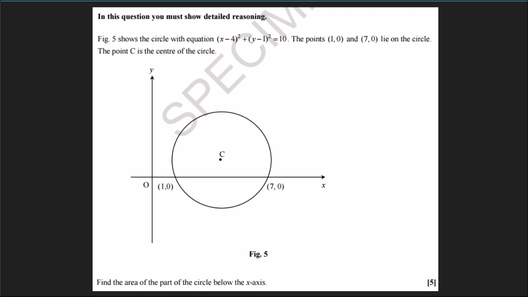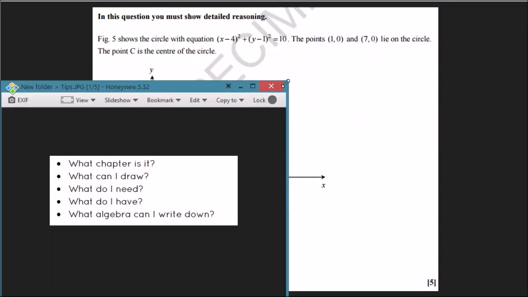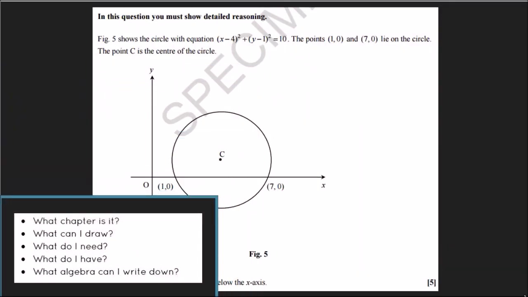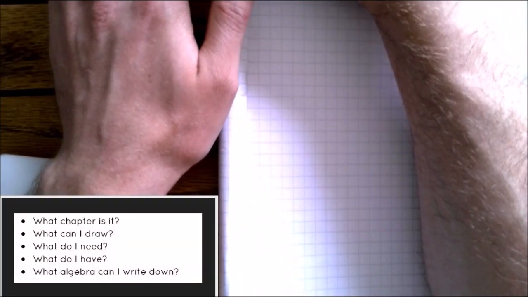Let's get stuck in. For all of the questions in this video, I'm going to be asking you these 5 questions. What chapter is it? What can I draw? What do I need? What do I have? And what algebra can I write down? These questions, if you ask yourself them, will help you to organise your ideas and make it easier to get stuck into a problem, start a problem. They're best explained in the context of the question that we were just looking at. So let's move this to the side and make a start on the question.